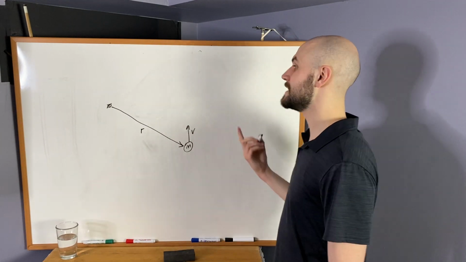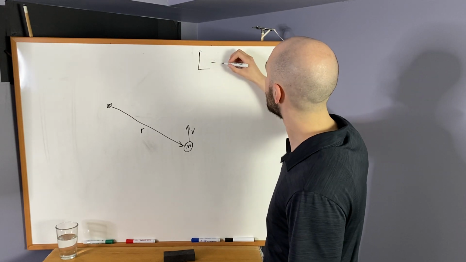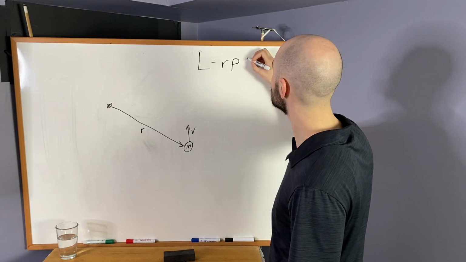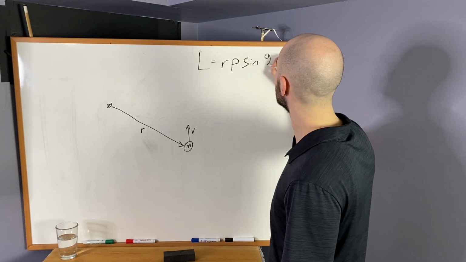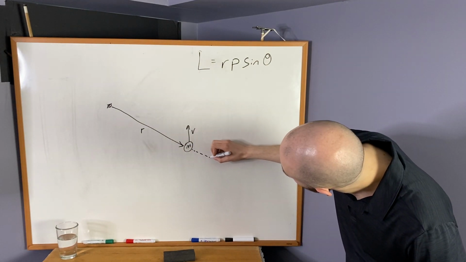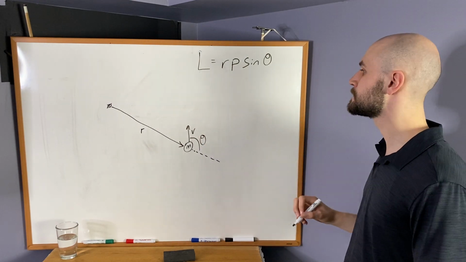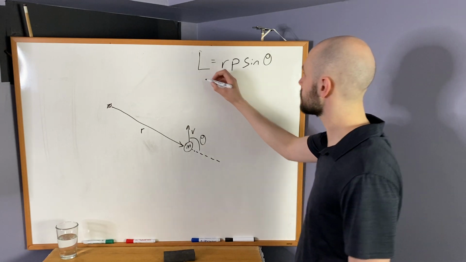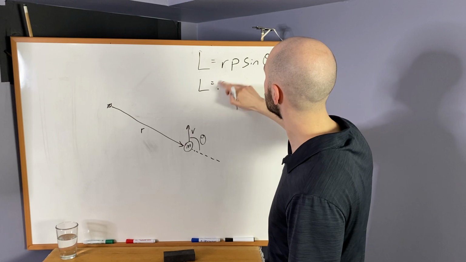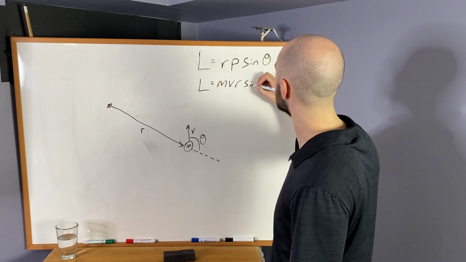And we can say that the angular momentum is just like I wrote before. Angular momentum is r p, linear momentum, sine theta, which is the same thing I wrote before. Keep in mind that this theta here is, if I extended our position vector, this angle over here. Another way we could write this is mvr sine theta.